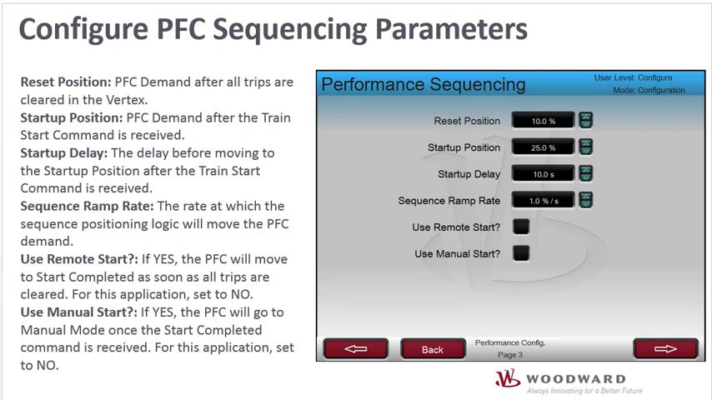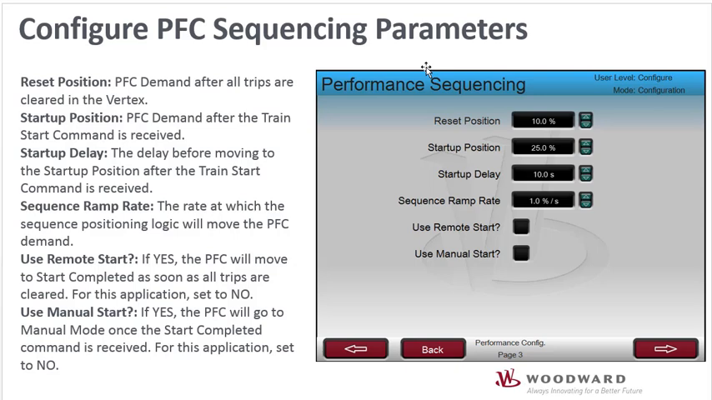On the next page, we get into the performance sequencing configuration. So we can first set the reset position, and this will be the position the final demand ramps to once all your trips are cleared. The purpose of this would be to pressurize the vessels and the compressor prior to starting with the process gas. The startup position is ramped to after a train start command has been received. So by increasing the demand, we allow for the adequate amount of flow through the compressor during the startup sequencing.